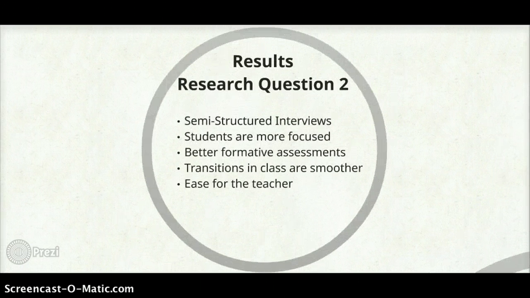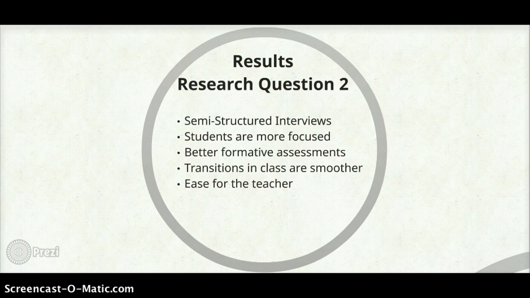To answer the second research question, which was how does using technology such as the interactive whiteboard affect learning in the elementary music classroom, I conducted semi-structured interviews with 2 elementary music teachers who used technology in their classrooms. After completing the interviews, transcribing them, and then analyzing the transcripts, I found 4 common themes touched upon by both teachers. Since they began to include technology in their daily lessons, they both find that the students are more focused and they give better formative assessments as teachers.